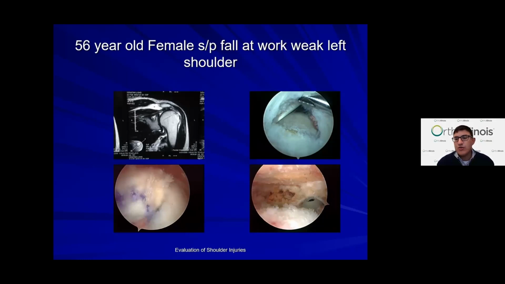And this is a picture of that woman's rotator cuff repair. This is a 56-year-old woman who fell at work and presented with a very weak left shoulder. On the top left is a picture of her MRI, which shows a rotator cuff tear. On the top right slide is the diagnostic arthroscopy, where we're identifying an L-shaped tear. That's a tear that pulls from the front. On the bottom right slide is a picture of the acromioplasty, where we've shaved off the bone spur. And finally, on the bottom left slide is a picture of the actual rotator cuff repair.